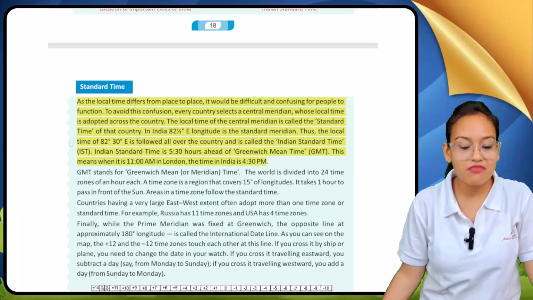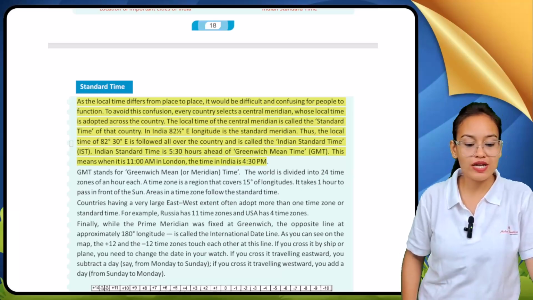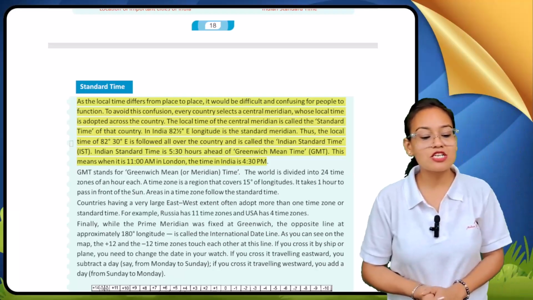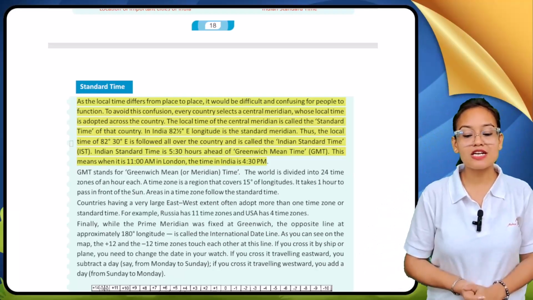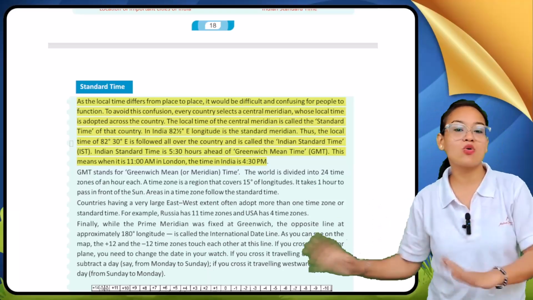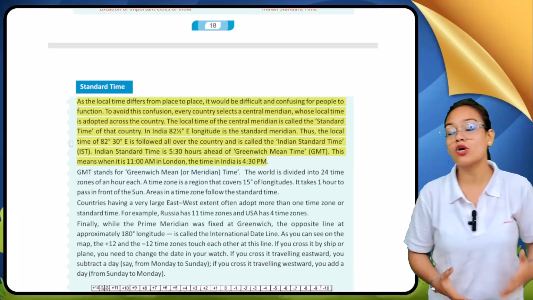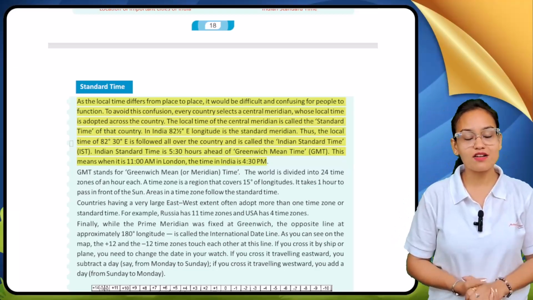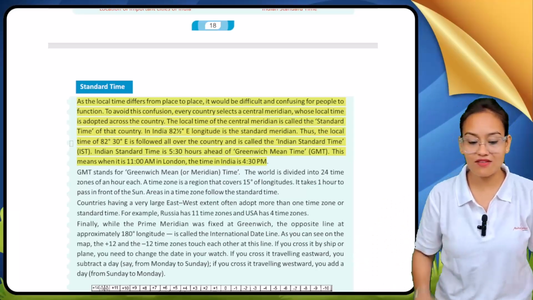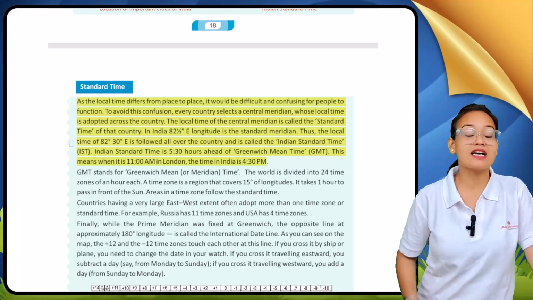As local time differs from place to place, it would be difficult and confusing for people to function. So to avoid this confusion, every country selects a central meridian whose local time is adopted across the country. The local time of the central meridian is called the standard time of that country. Each country having its own local time creates confusion if people want to travel from one country to another. That's why a single time zone is adopted by each country at the global level, and that accepted time zone is called our standard time zone.